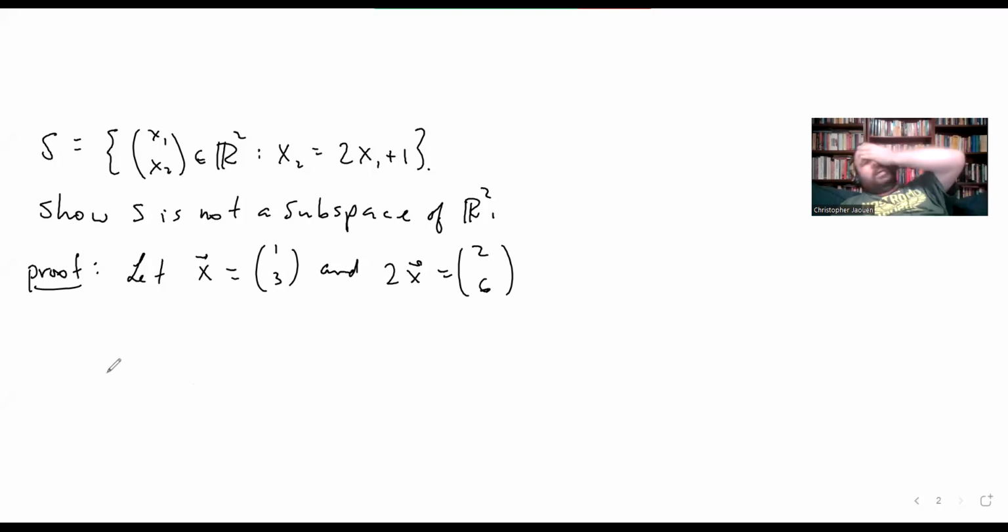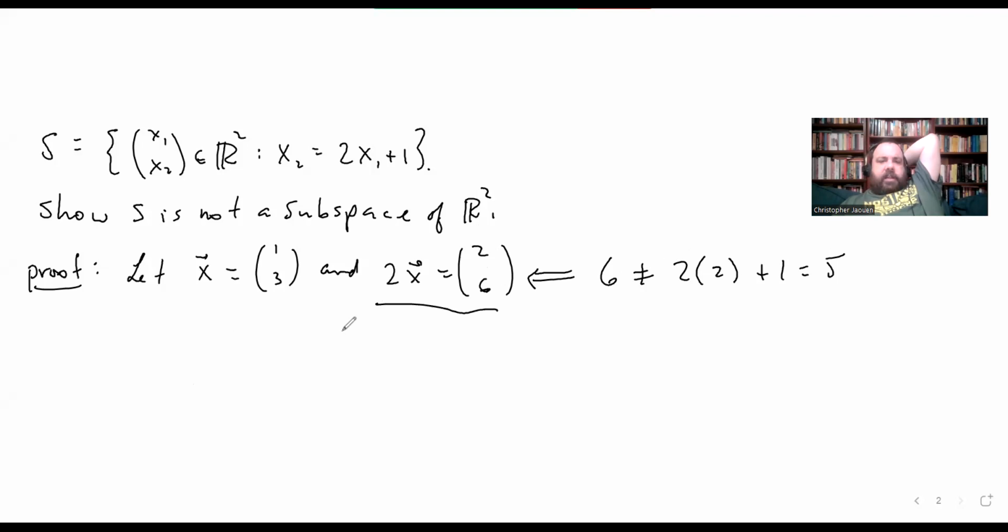I'm sorry, I'm taking a scalar multiple. If you look at 2, 6, 6 is not 2 times x1, which is 2 plus 1, right? So even though this vector is in the subset, the scalar multiple 2x is not in the set S because it doesn't satisfy the condition for membership in the set. So that shows that this is not a subspace.